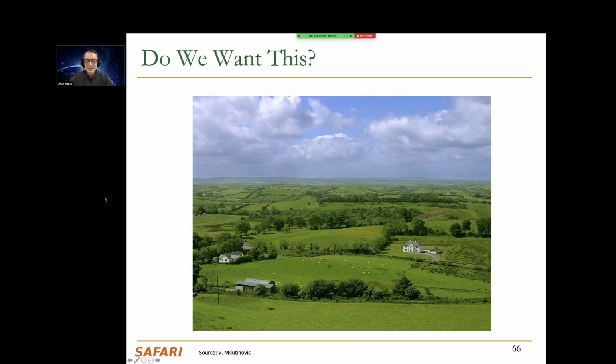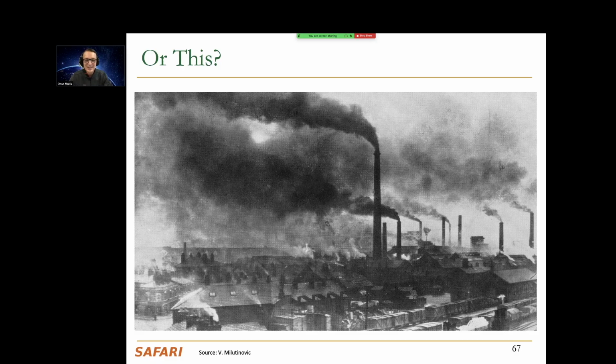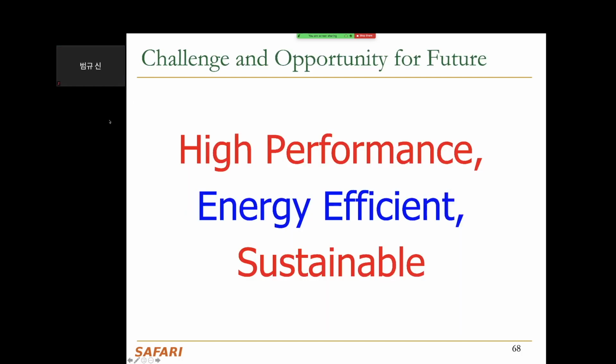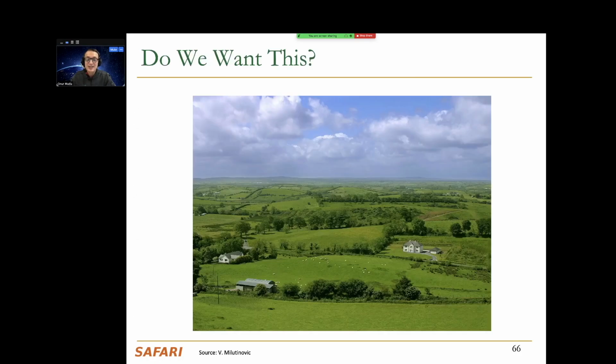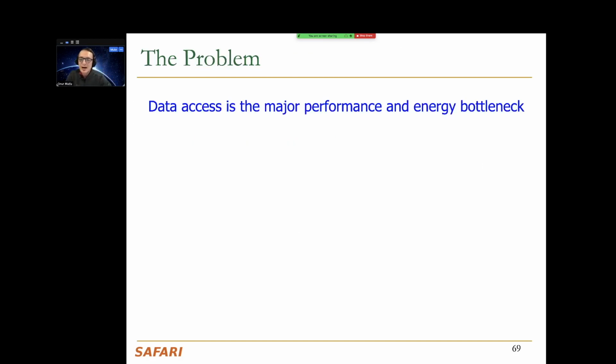But basically, I think we actually have a bigger responsibility going into the future. And I think that responsibility is, do we want a future that looks like this, a beautiful world where we can breathe in and live nicely in, or do we want a future that looks like this? And I would argue that we want the best of both worlds. We want the high performance and productivity of a world that may look like this, while having the energy efficiency and sustainability of a world that may look like this. So how do we get there?